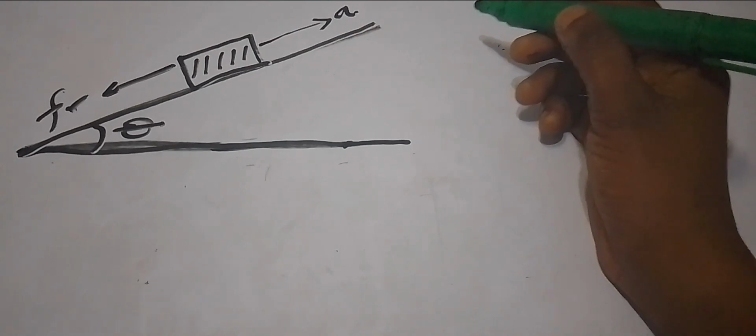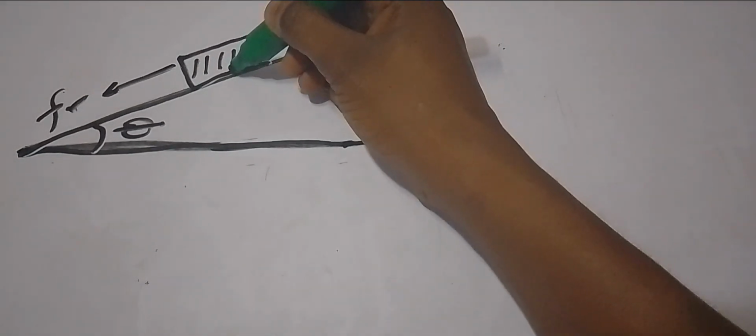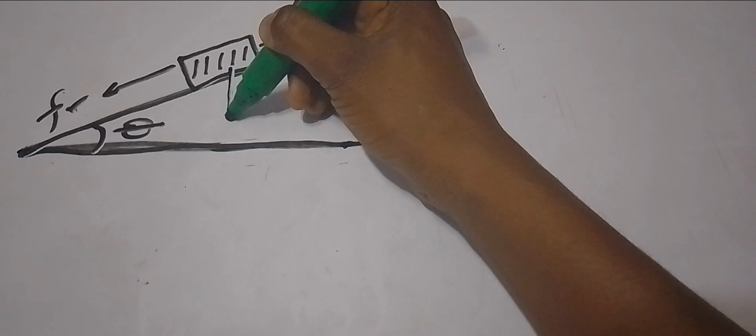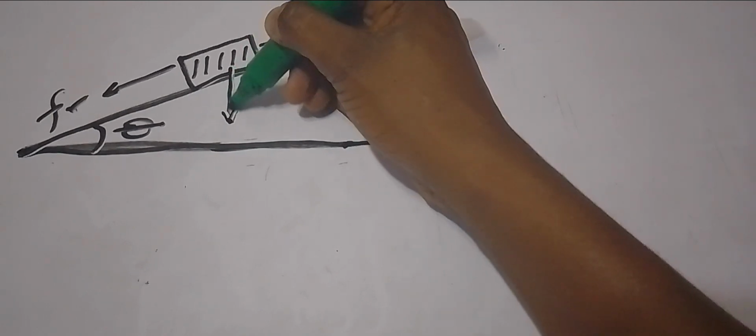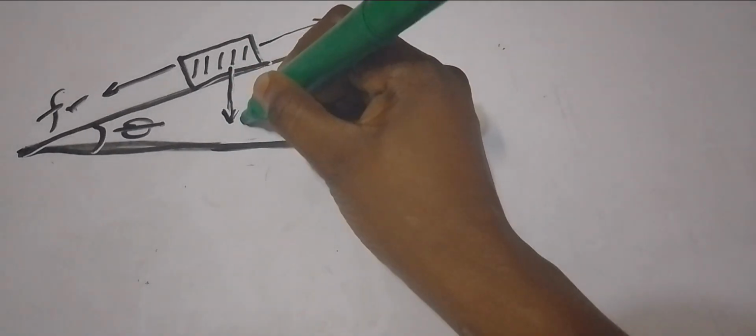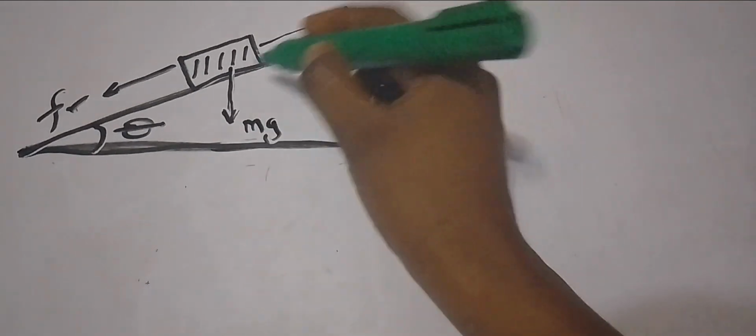Then another force that is going to act on this body is the weight of the body that acts downward. So the weight of the body acts vertically downward. So we are going to have mg, given that the mass of the body is m.